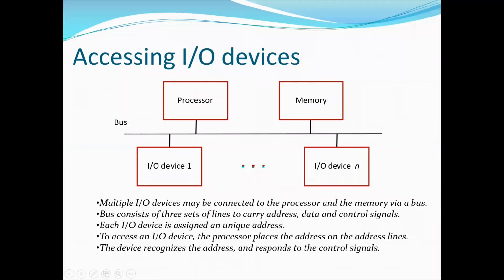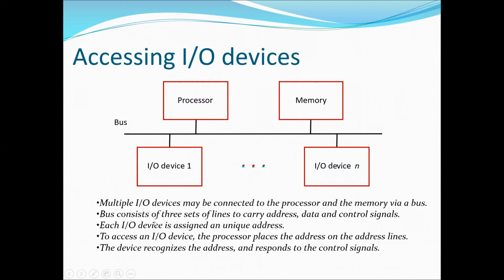So look into this diagram. We have a bus to which different devices are connected: IO device 1, 2, 3 up to n devices. Besides that, the processor and memory are also connected to this bus. What are these IO devices? Maybe keyboard, video, hard disk, mouse. These are the IO devices connected to this bus. So multiple IO devices may be connected to the processor and the memory via a bus.